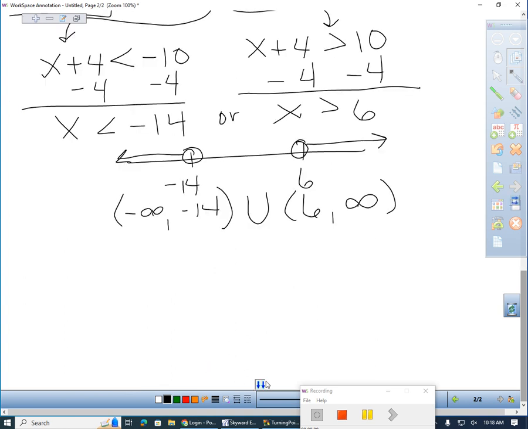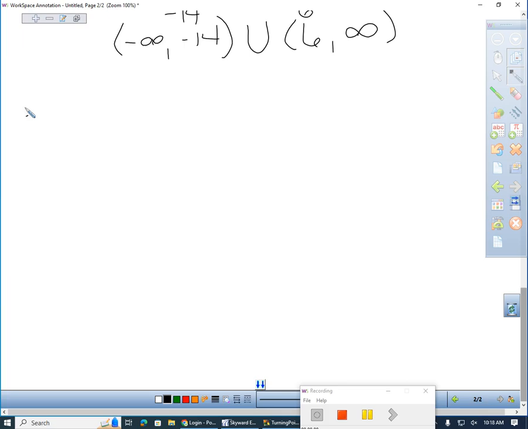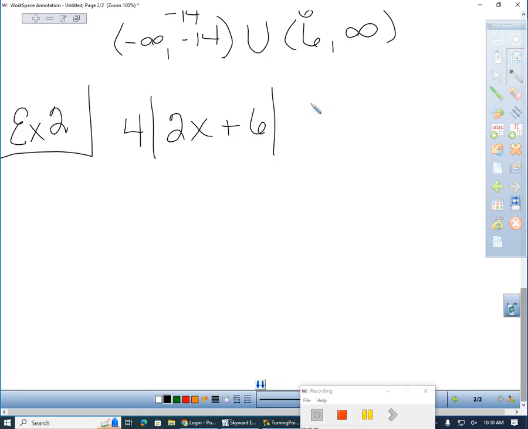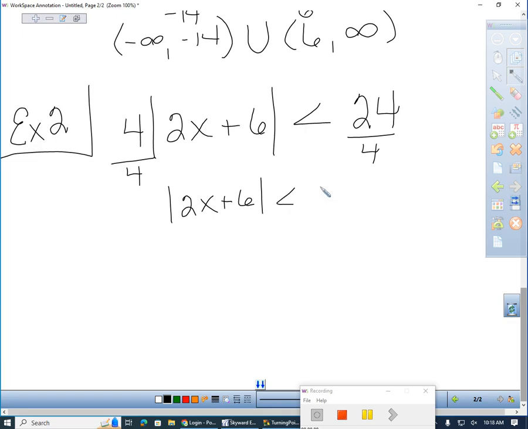Try another one, example number 2. Example number 2, let's go with, guys. Okay, let's say I have 4 times the absolute value of 2x plus 6 is less than 24. All right, is my absolute value isolated yet? What do we have to do? Good, so we're going to divide both sides by 4. So we have the absolute value of 2x plus 6 is less than 6.